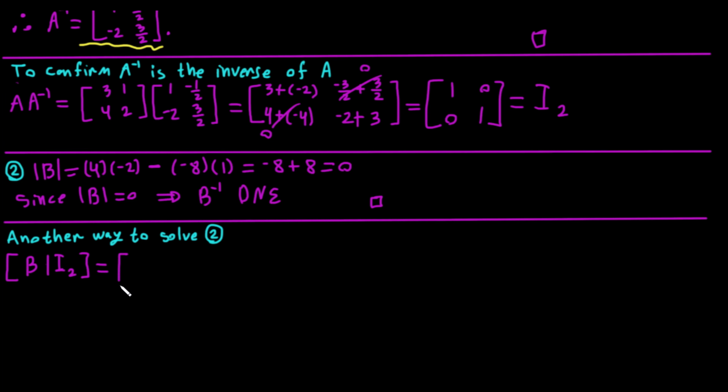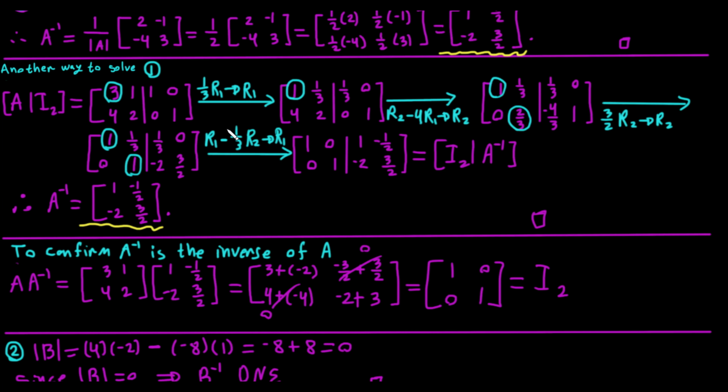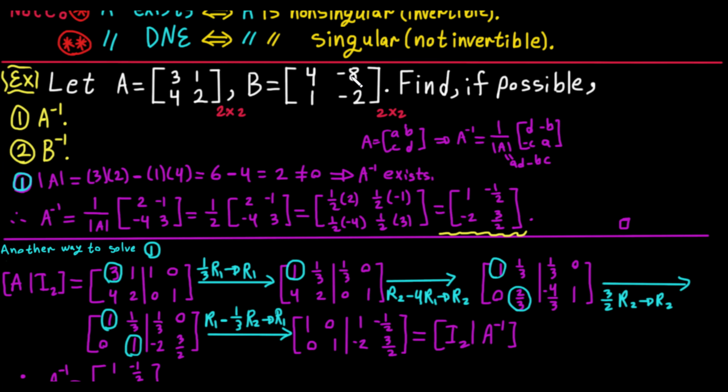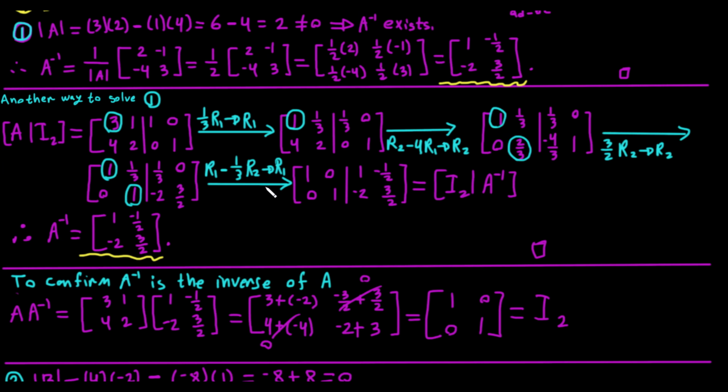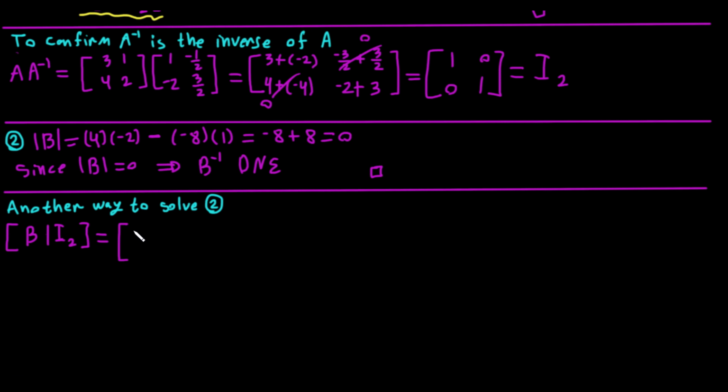Equal, what is B? 4, -8, 1, -2. And the identity matrix: 1, 0, 0, 1.